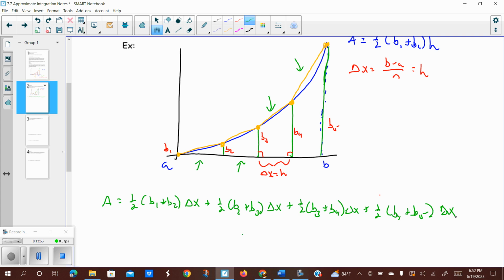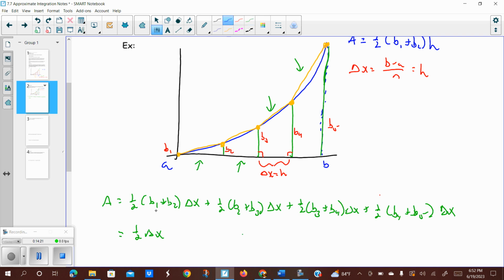So the reason I wrote this one all out like this is because I want you to be able to see there's something in common here. If the delta x's are the same, and in this case we are given that they are, they won't always be in real life circumstances, but in this case they are, and we know 1/2 is a constant, you can pull those things out to the front. 1/2 delta x can be factored out. All you have left now are the sum of the bases.